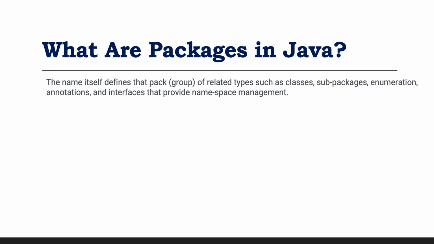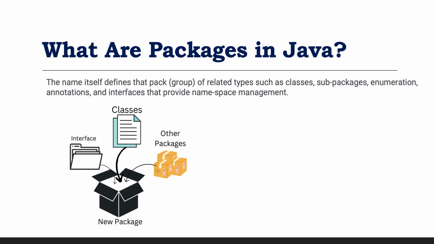As the name itself defines, pack means it is related to something called groups. So in Java, a group can be something like classes, sub packages, enumerators, annotations, and interfaces that provide namespace management. Basically, you can consider a package as a kind of collection. In terms of Java, it can be a collection of interfaces, classes, and some other packages. Okay, so basically what is a package? A package is nothing but a set of classes and interfaces grouped together.